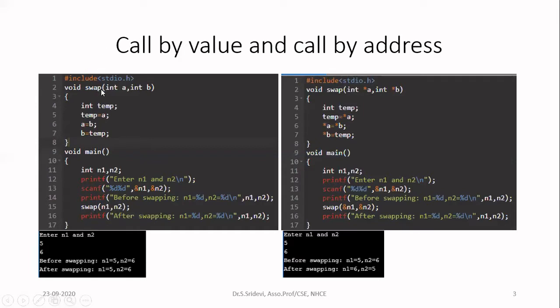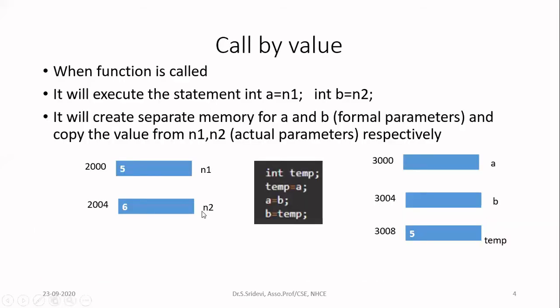In line number 2, you are using int a, int b with swap. When this statement is executed, what the compiler will do is execute the statement int a is equal to n1, then int b is equal to n2, because n1 and n2 are what you are using in the function call. But a and b are the variables used in the function definition. So when the function is called, the compiler will internally execute these two statements. What will happen when these statements are executed?